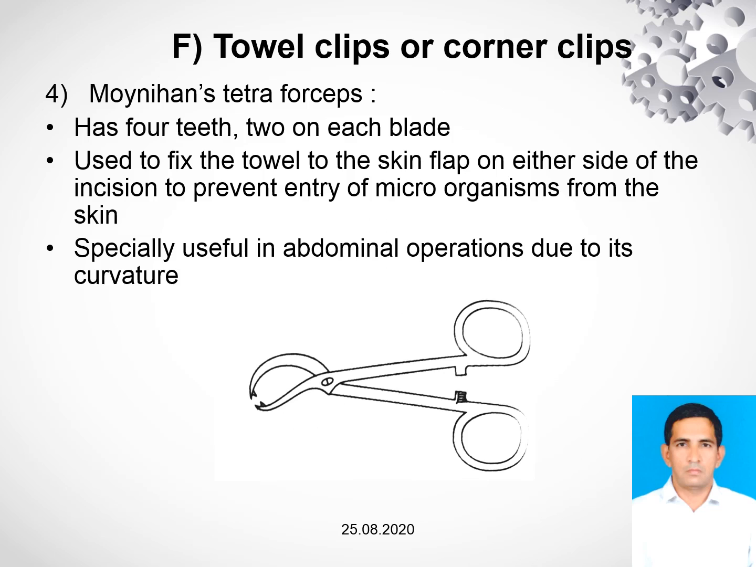Fourth is Moynihan's towel forceps. It has four teeth, two on each blade, used to fix the towel to the skin flap on either side of the incision to prevent entry of microorganisms from the skin. It is specifically useful in abdominal operations due to its curvature.